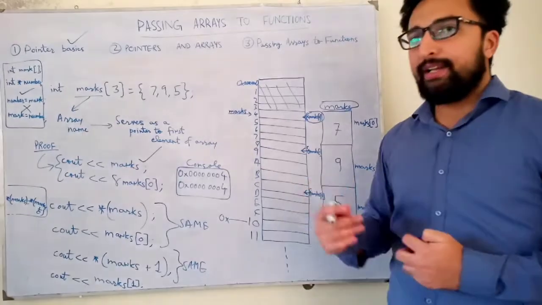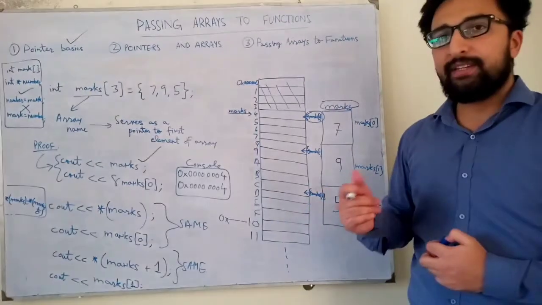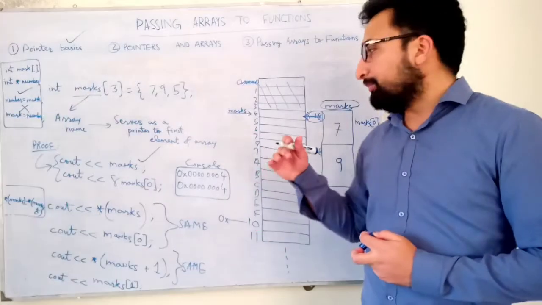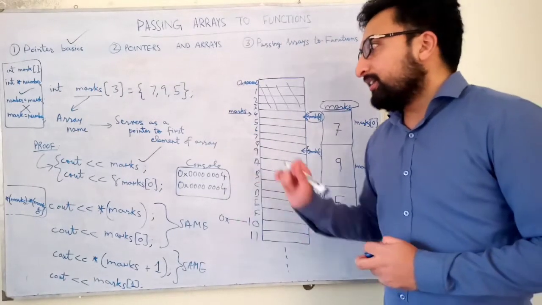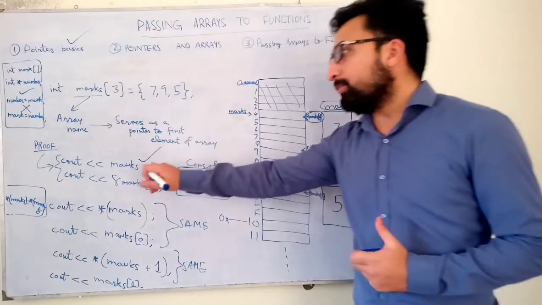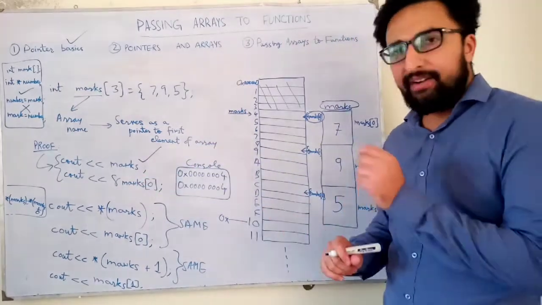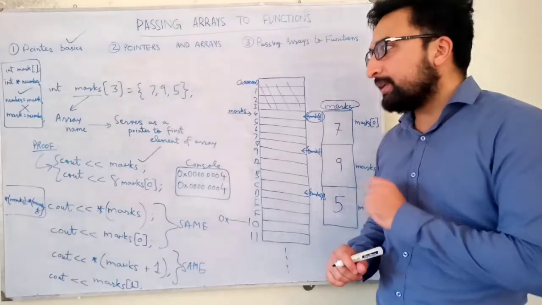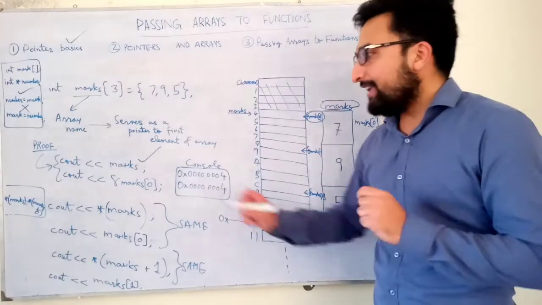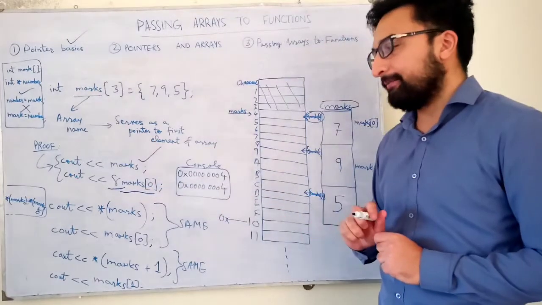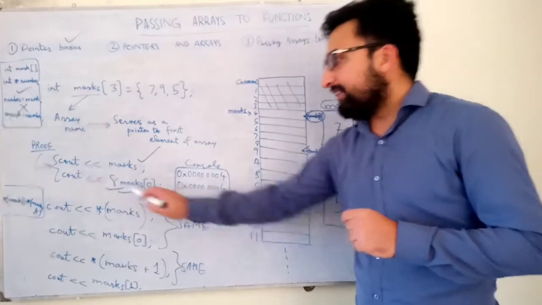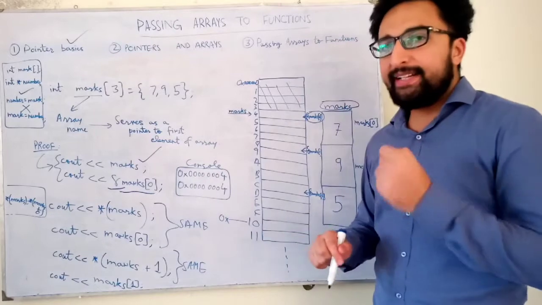Just like we saw 3 variables that were placed on top of each other in the RAM in the last case, they were basically starting from addresses 4, 8 and C. So when we just write cout marks, it prints an address, and that address is basically the same as when we print the address of the first element of the array, or the address of the 0th index of the array.